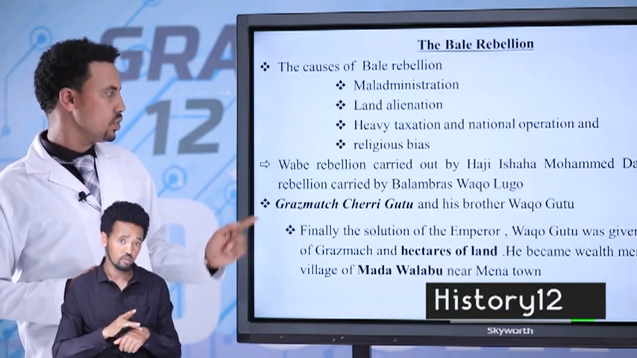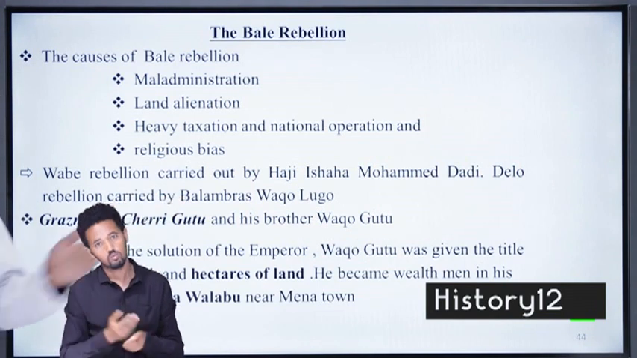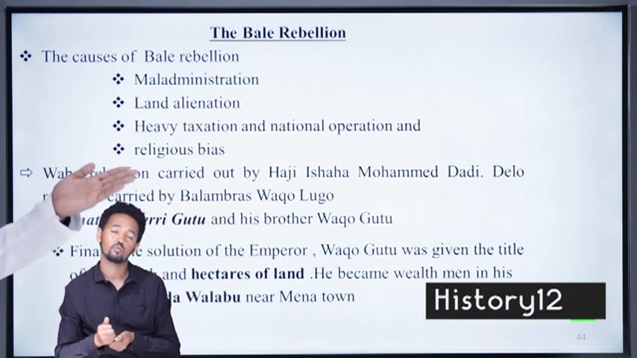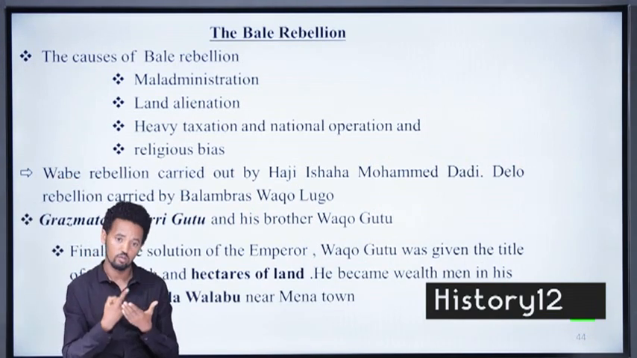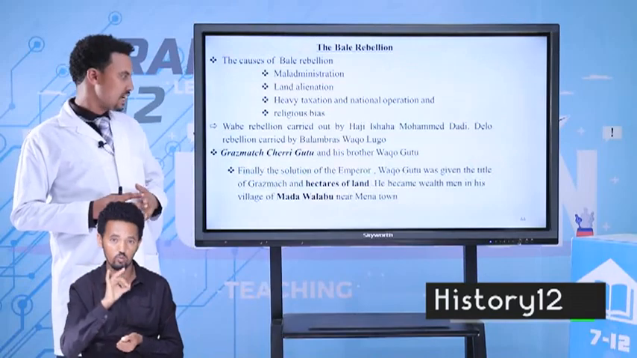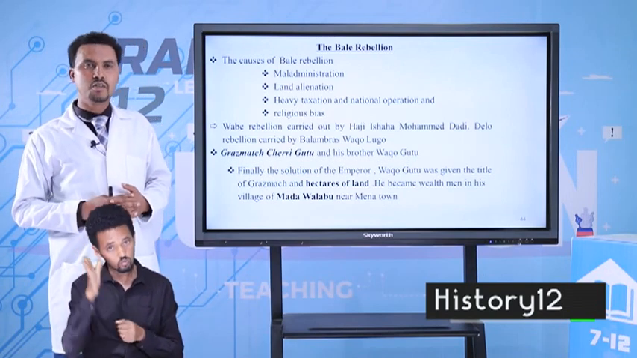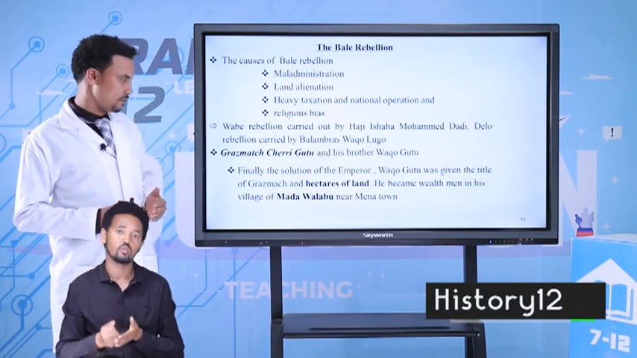The Bale rebellion includes the Wabi rebellion. It was carried out by Haji Isa Muhammad Dadi. The Dollo rebellion was carried out by Balambaras Wako Lungo, and Grazmach Cherigutu and his brother Wako Gutu were also involved in the Bale rebellion.